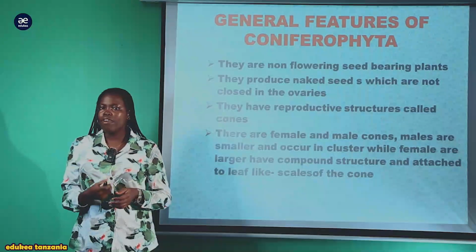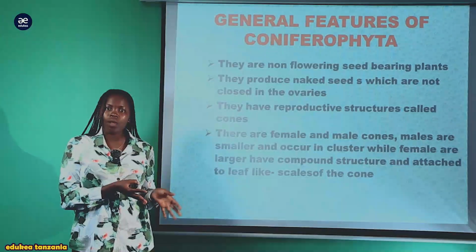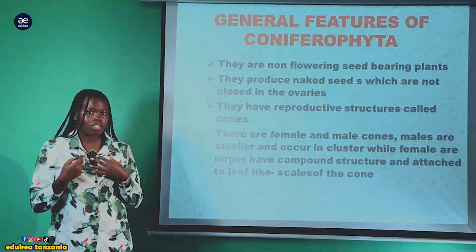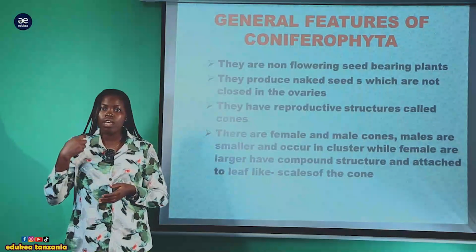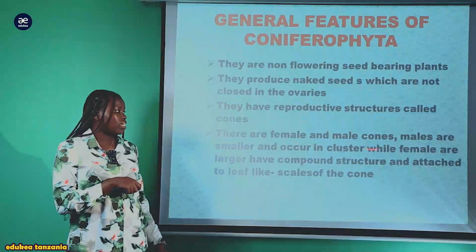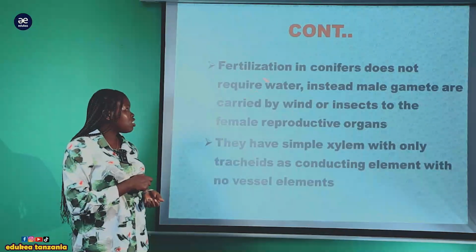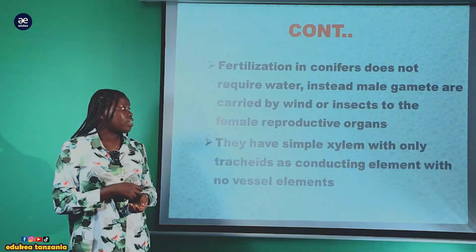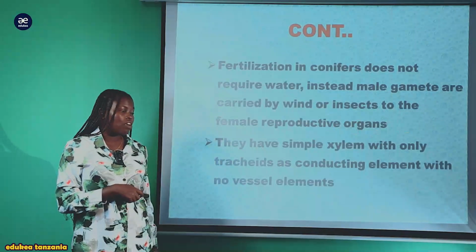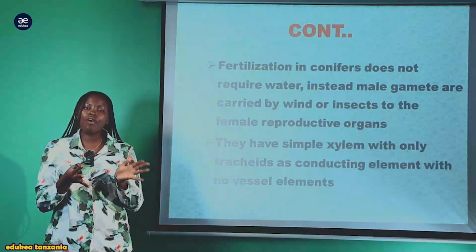How do we determine the male one? Usually the male ones are smaller and occur in clusters, lakini the female one ni larger and their seed occur in a compound shape. Lakini hapa yenyewe inatokea katika cluster ambayo inatengeneza cone like structure. And the fertilization in conifers does not require water. Instead, male gametes are carried by wind to the female organ. Meaning that these cone plants are wholly adapted to the terrestrial environment. They do not require water for fertilization to take place.